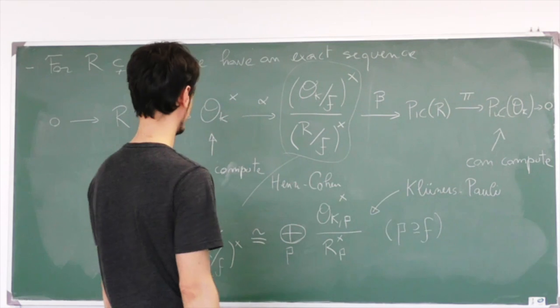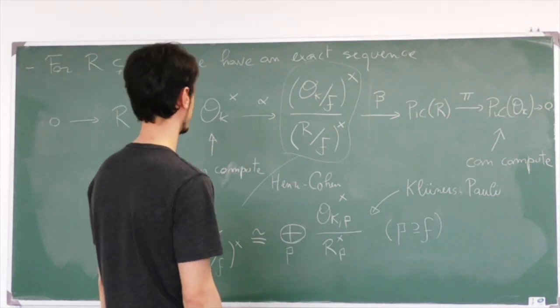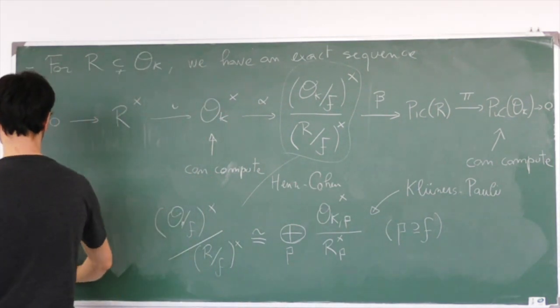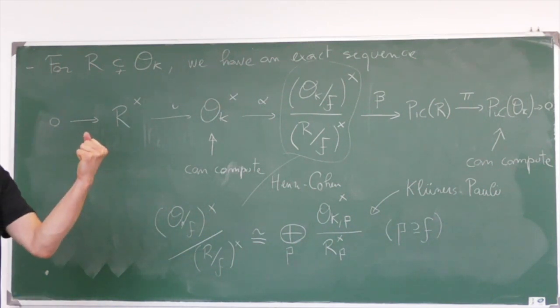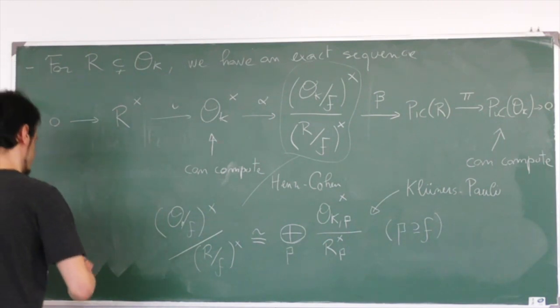And the last thing that I want to mention about computing Picard groups, which is quite important for us later on, is that being able to compute ideal classes also gives us a method to determine whether a fractional ideal is a principal ideal.